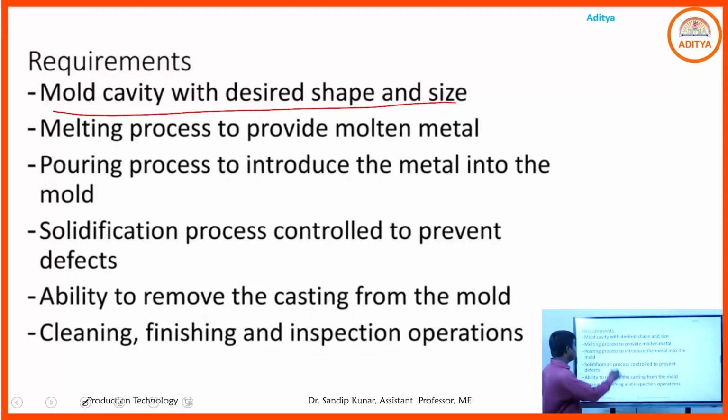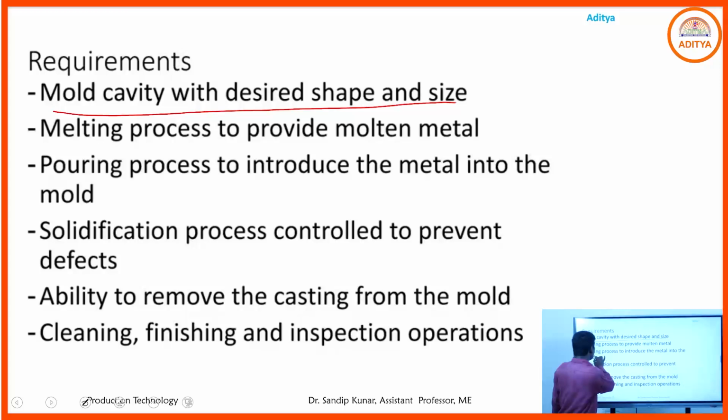Second is the melting process to provide the molten material. We first produce the molten material using some metal pellets, prepared in a furnace. Then that molten material is poured into the mold cavity for producing the casting product.